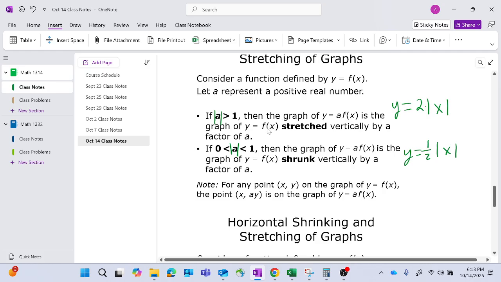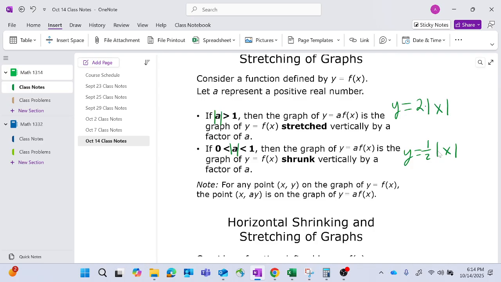F of x just means it's the general function. It means it can stand for any function you want. The absolute value, the quadratic, the cubic, cube root, square root, whatever it is. The f of x just means any function you want, it can replace it. So in this case, f of x is the absolute value function. That's it.